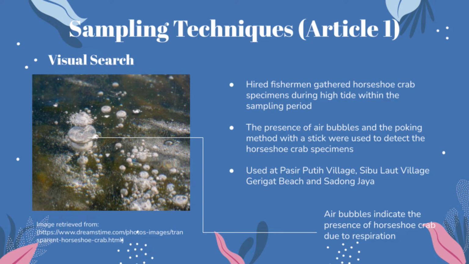By using the visual search technique, fishermen gathered horseshoe crab specimens during the high tide within the sampling period. The presence of air bubbles and the poking method with a stick were used to detect the horseshoe crab specimens in this visual search technique. This technique was used in Pasir Puteh village, Sibu Laut village, Jerigat beach, and Sadong Jaya sampling sites. The figure shows the air bubbles due to the respiration of the horseshoe crabs. Therefore, the air bubbles also indicate the presence of the horseshoe crabs.